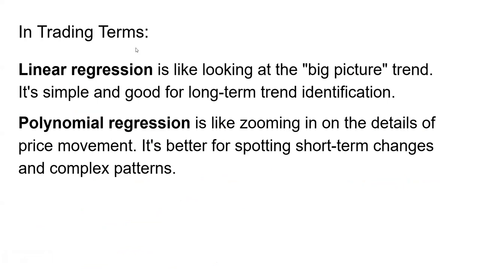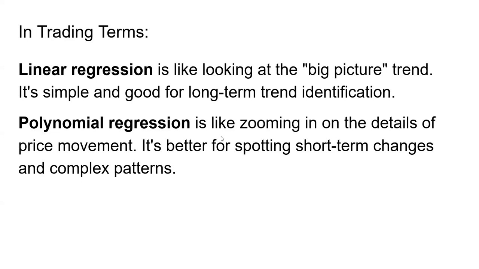In trading terms, linear regression is looking at the big picture trend. It is simple and good for long-term trend identification. Polynomial regression is like zooming in on the details, putting a lens through all the details of the price movement. It is better for spotting short-term changes and complex patterns. So we can use it for intraday trading.